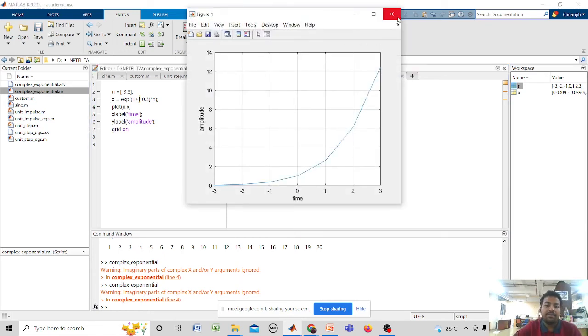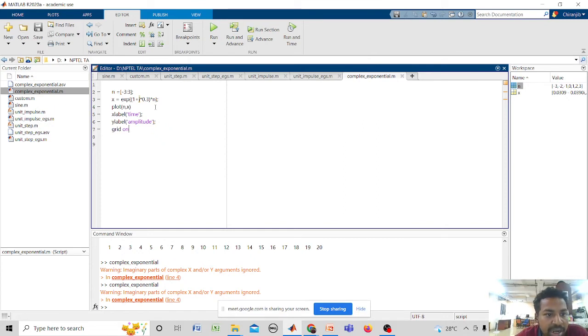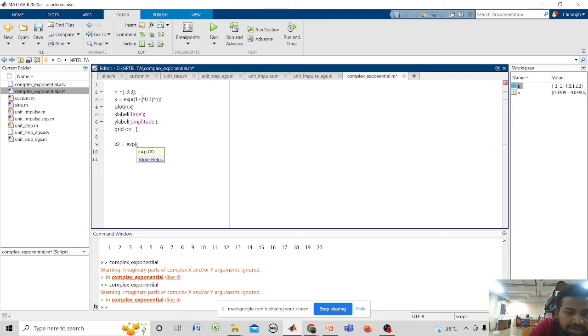So this is the thing we have. For example, you have another function, and the function is a bit different. Let us define another function, x2, and x2 is exponent of, let the real part be different. Let the real part be 4 plus j into 0.5 into n. So let me have another function.